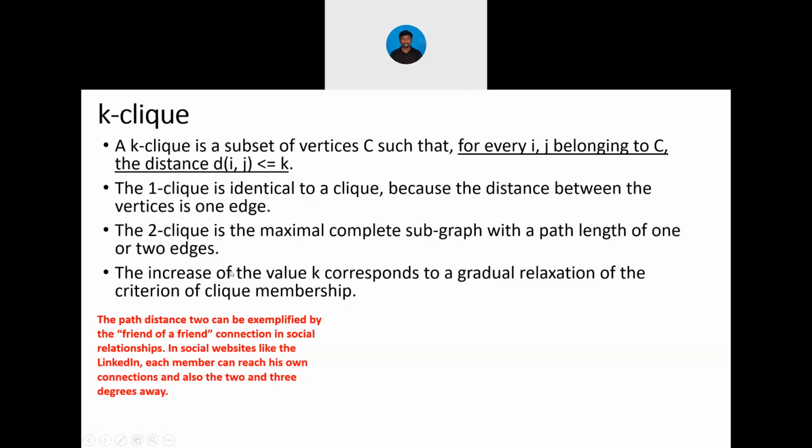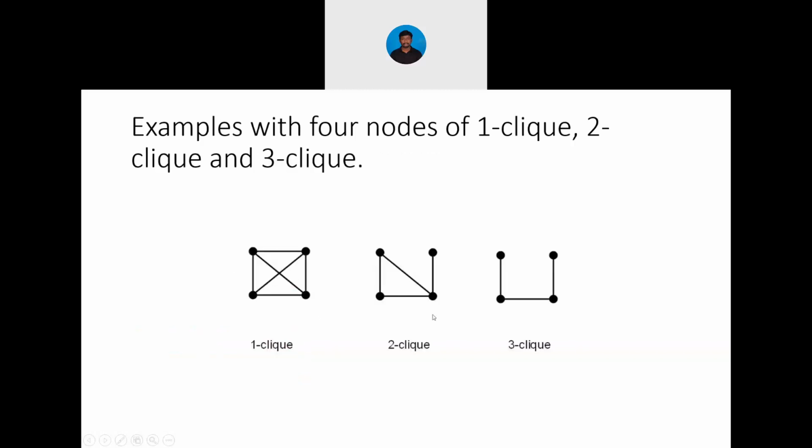I will show an example for this two-clique. The increase of the value k corresponds to a gradual relaxation of the criteria of clique membership. This is the picture I mentioned in the previous slide: one-clique, two-clique, and three-clique. Why is this called a one-clique? Because each and every node in this subgraph reaches all other nodes. Consider this first node: it reaches the second node, third node, and also the fourth node. So this is actually a one-clique.